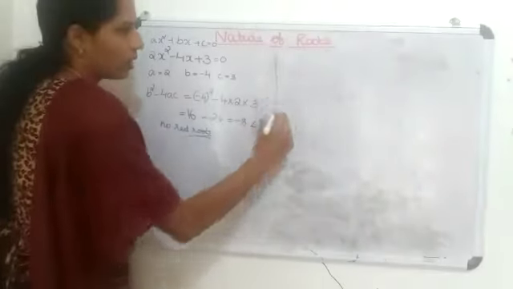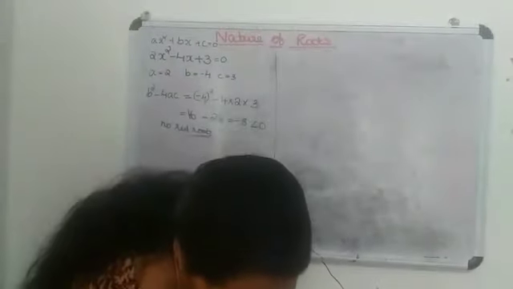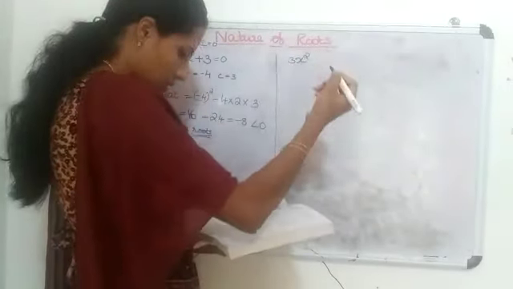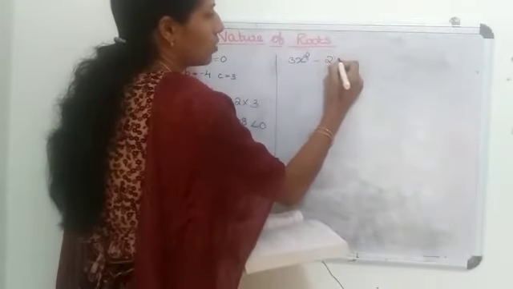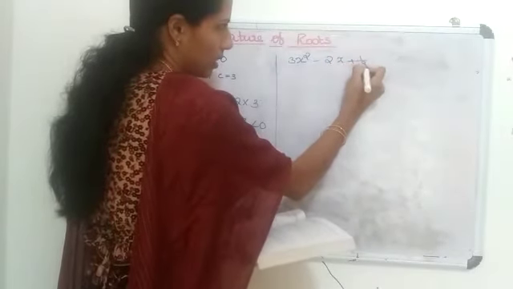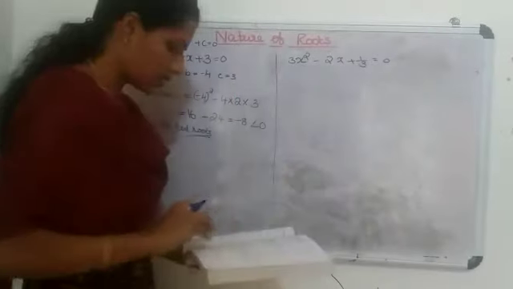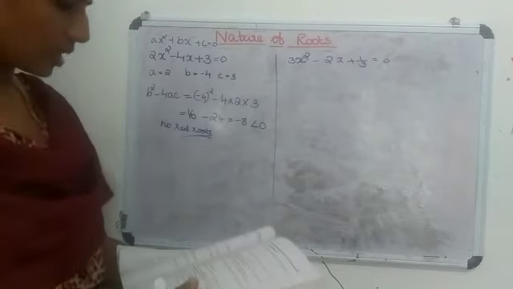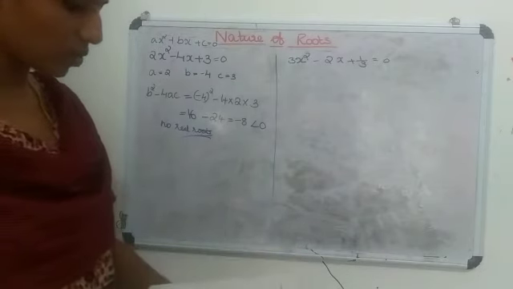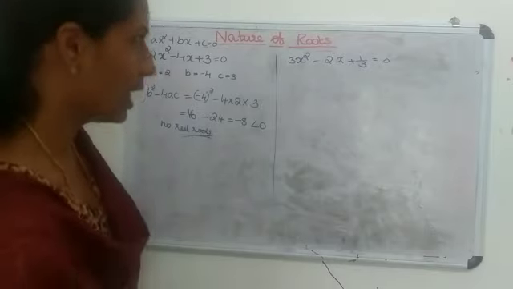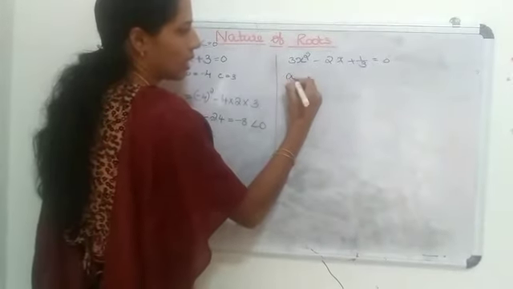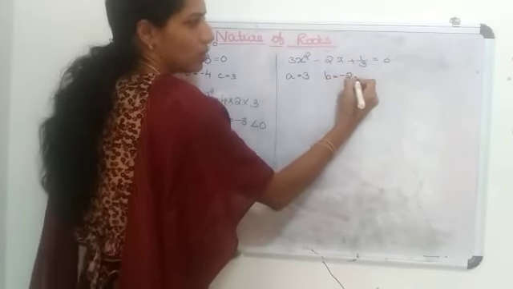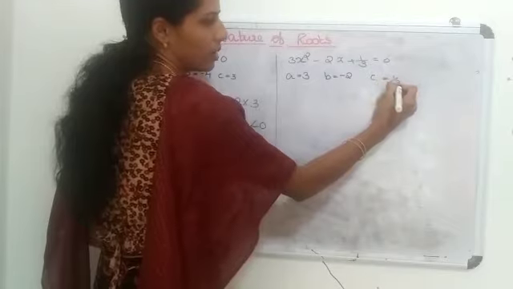Clear? Similarly, you can do another problem. 3x square minus 2x plus 1 by 3 equal to 0. Our question is to find the discriminant of the equation 3x square minus 2x plus 1 by 3 equal to 0 and hence find the nature of the roots, and find them if they are real. From this, a equal to 3, b is equal to minus 2 and c equal to 1 by 3.